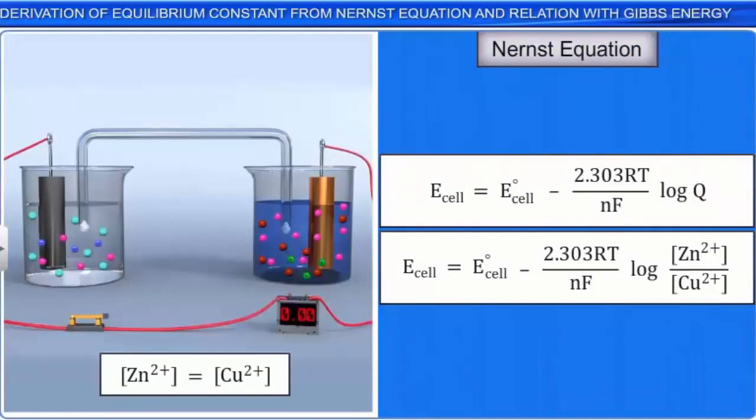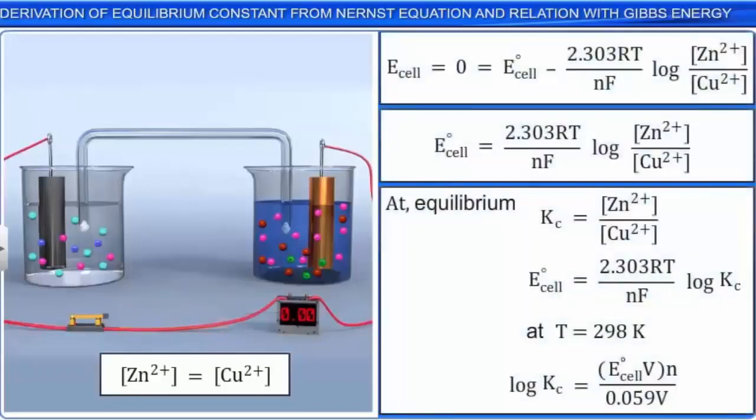At one stage, the concentrations of both the ions become equal. This indicates that the reaction will reach equilibrium and the voltmeter will read 0. For this situation, the Nernst equation can be written as shown here.